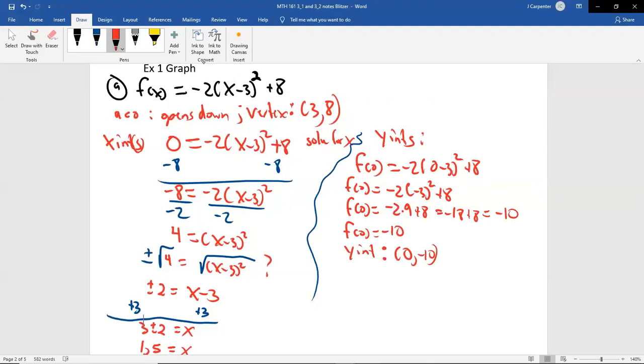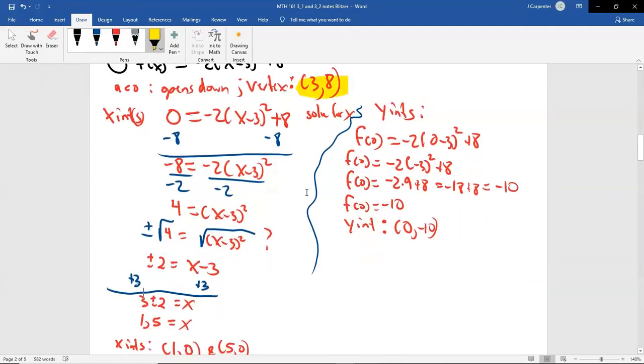Write this down if you think it'll help you. You will always have one y-intercept. The x-intercepts could be 0, 1, or 2. It's questionable. It depends on the problem. So we got our vertex. Here's our first point. We got our x-intercepts, second point and third point, and a y-intercept as a fourth point. I have said that you need at least 3 points, so we are golden.